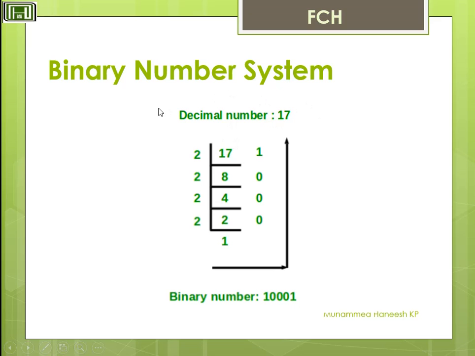So I repeat once more. You write the decimal number here, 17, divide by 2, write the remainder here. 17 by 2, 8, remainder here. 8 by 2, 4, remainder here. 4 by 2, 2, remainder here. 2 by 2, 1, remainder here. Then 1 here, so we have 10001. Like this you can find the binary number corresponding to the decimal number.